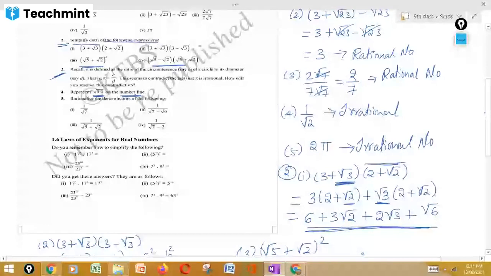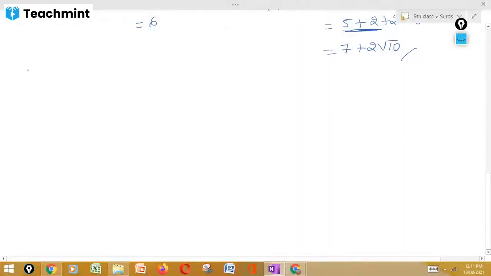Now, before going to the fifth question, we need to learn a few basic things, and that is what we are going to learn now: rationalization. What is the thing we have to learn now?